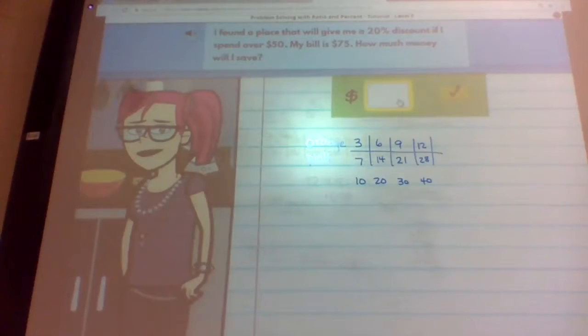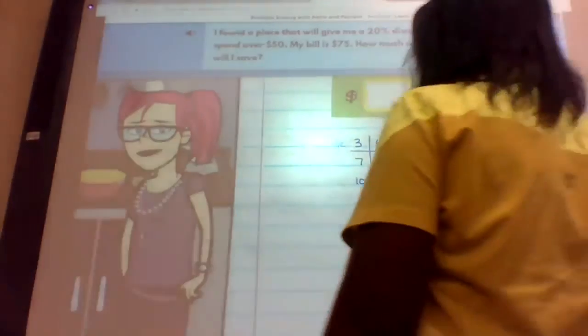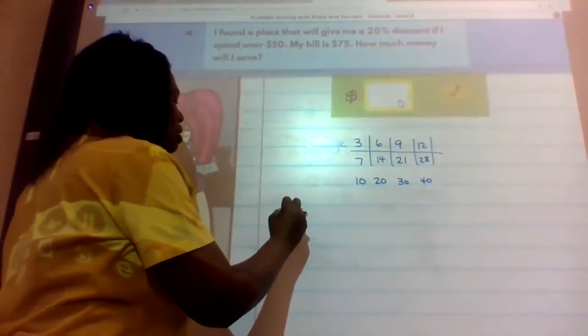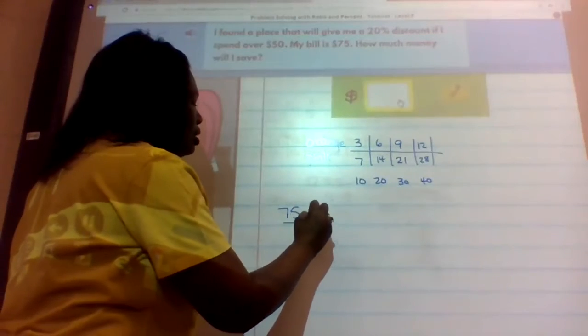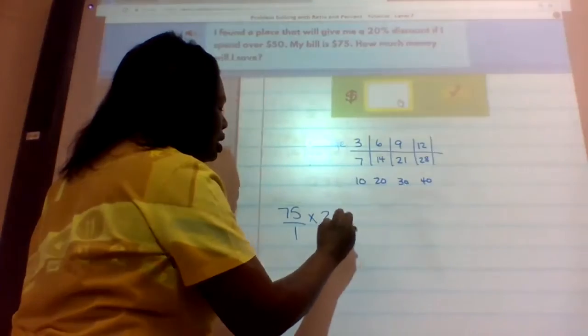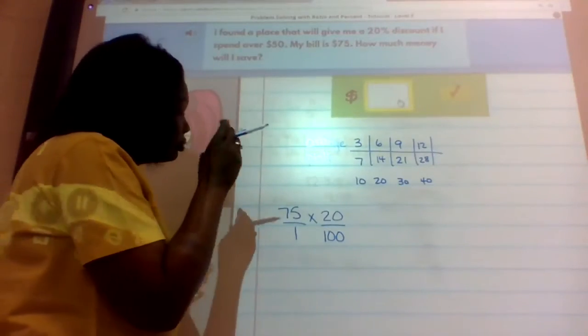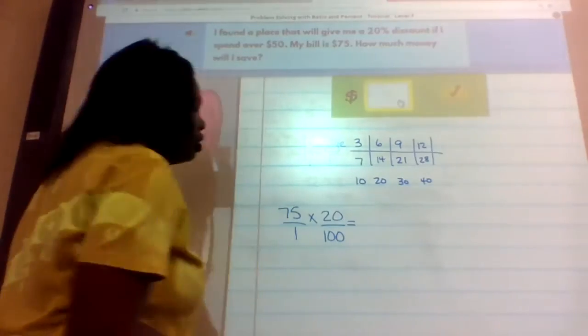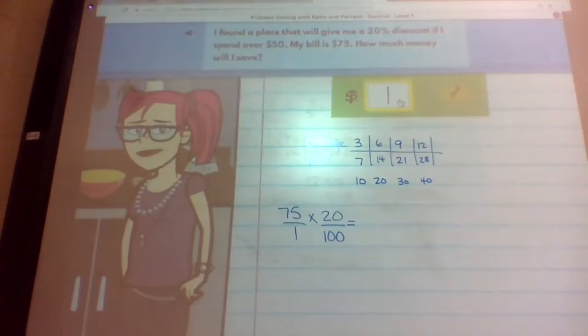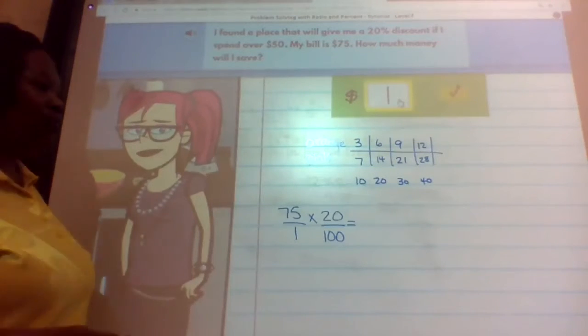All right. So the bill is $75, right? And you're going to do a 20% discount. So 75 over 1 times 20 over 100. So what's 75 times 2? Times 2, that's going to be 125. No. 75 times 2, 150. 150.